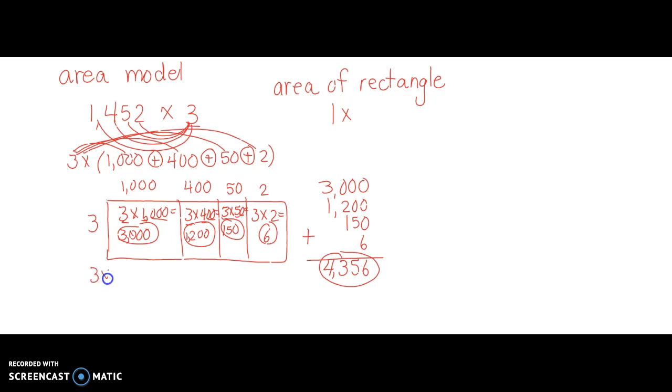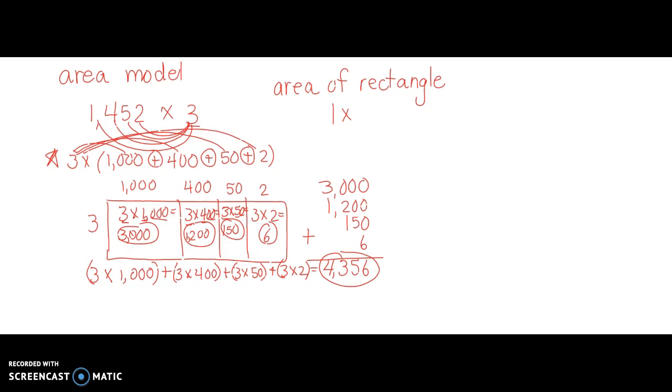We had 3 times 1,000. That was our first box. 3 times 1,000 plus 3 times 400 plus 3 times 50 plus 3 times 2. And that equals 4,356. Remember, up here, we said we are going to have to distribute the 3 among every place value, and that's what we see.